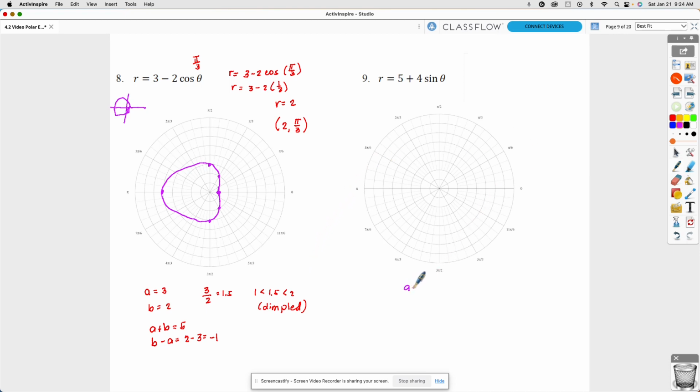Okay, again, stop the video and try the next one. So for number 9, A is equal to 5, B is equal to 4, A over B is equal to 5 over 4, which is 1.25. That's between 1 and 2. So you have a dimpled limaçon right here.